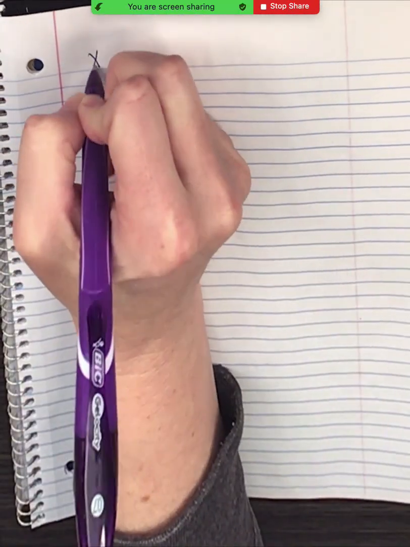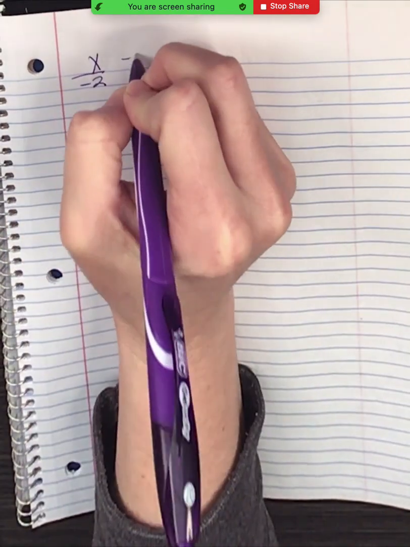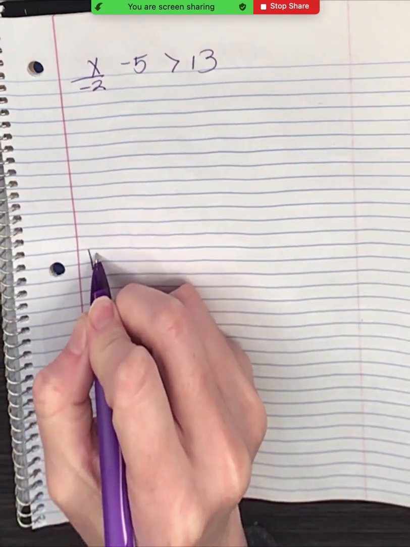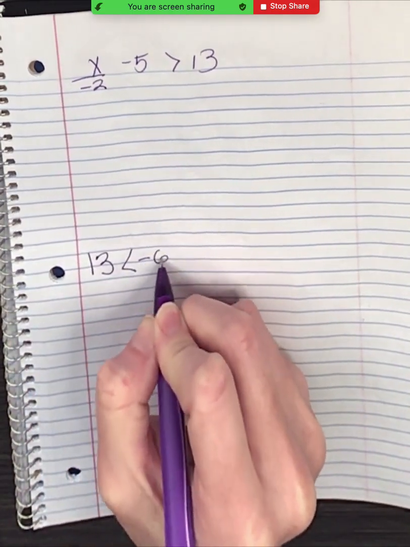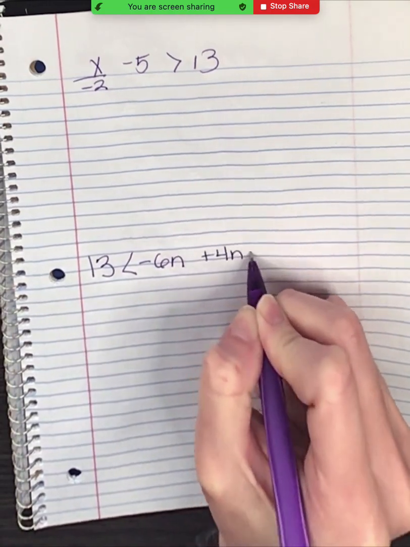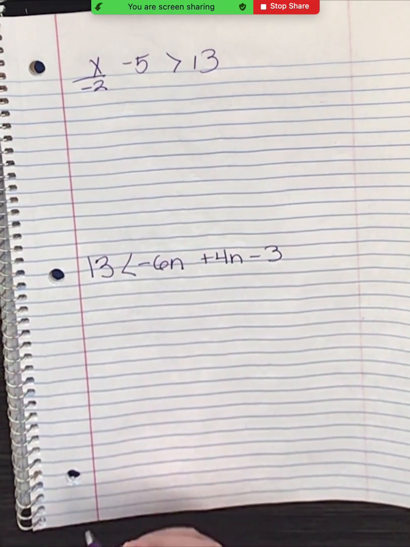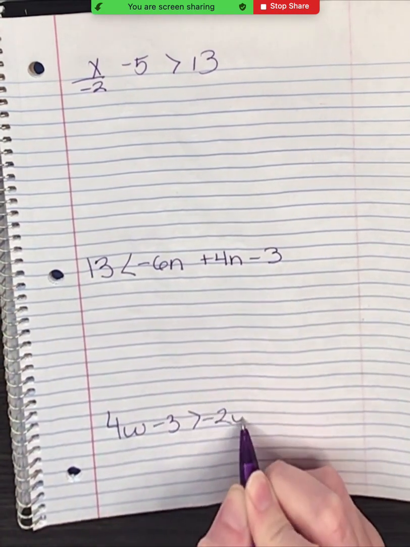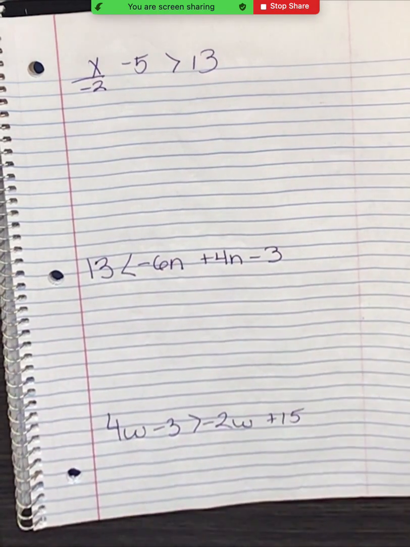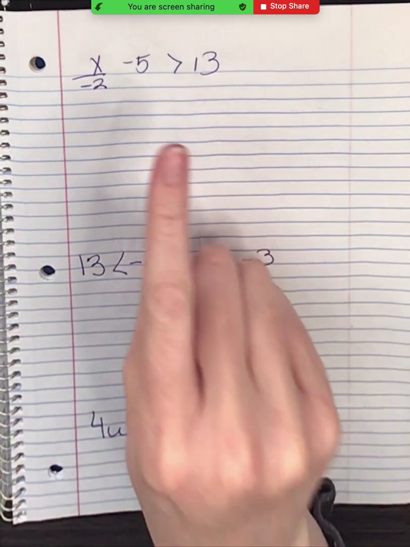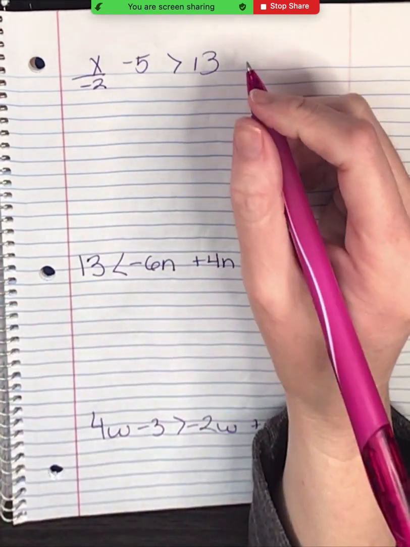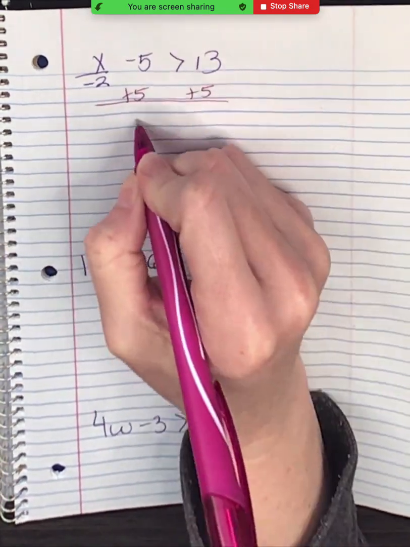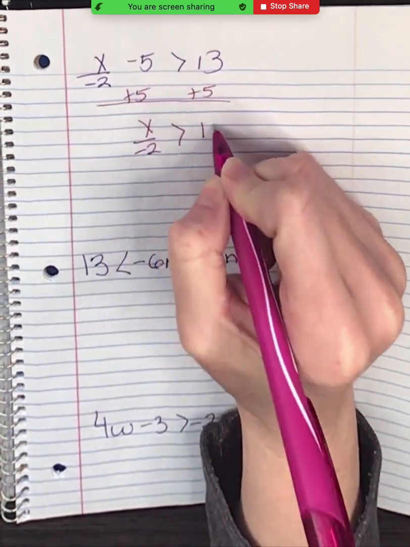So x divided by negative 2 minus 5 is greater than 13. 13 is less than negative 6n plus 4n minus 3. And then 4w minus 3 is greater than negative 2w plus 15. Okay? Solving these, I want to get x by itself. So I start same way as if this was an equal sign. I'm going to add 5. So x divided by negative 2 is greater than 18.